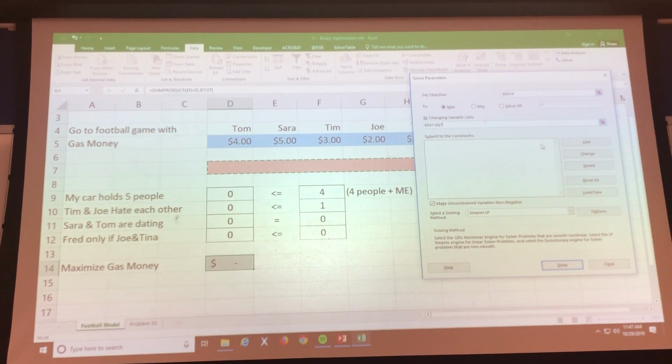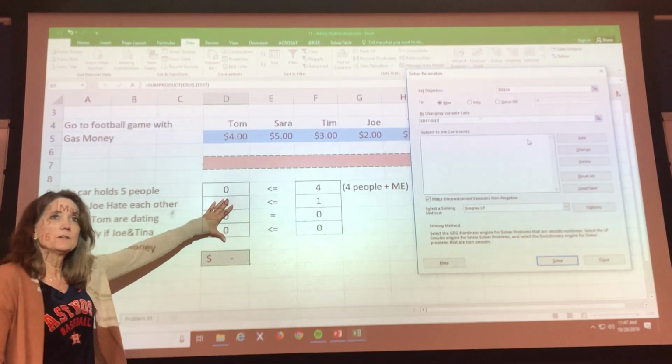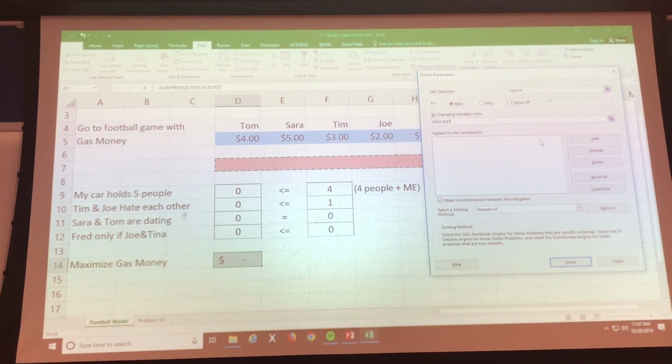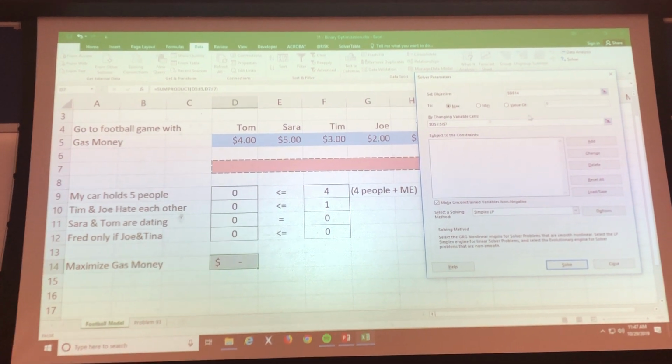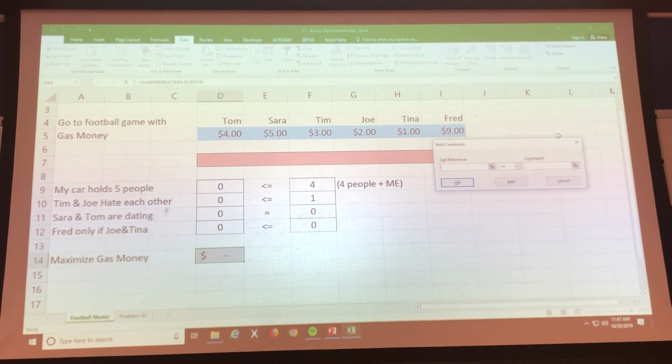As far as constraints go, we do know that we have to get these 4 constraints in here. But the other thing we need to do, and it's probably a really good idea to do this first so you won't forget, is add a constraint that says those changing cells, D7 to I7, actually have to be binary.